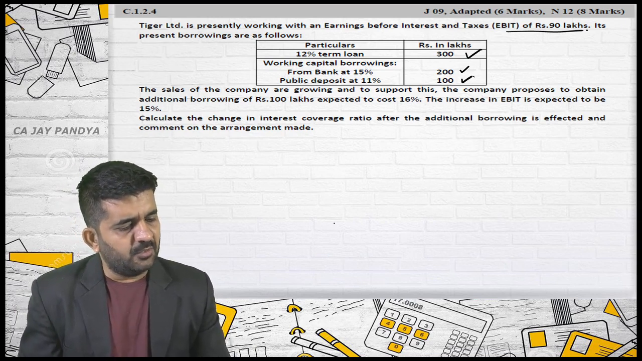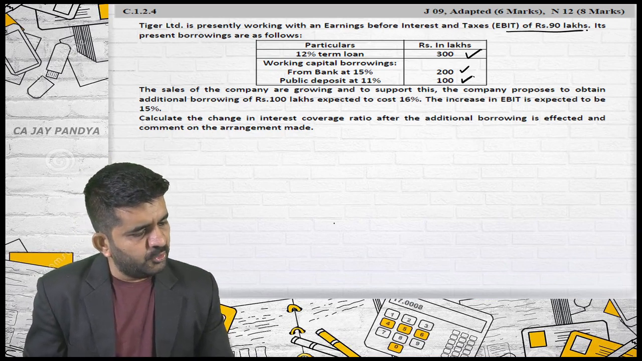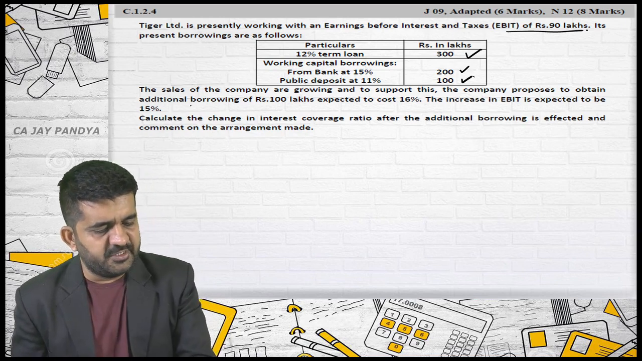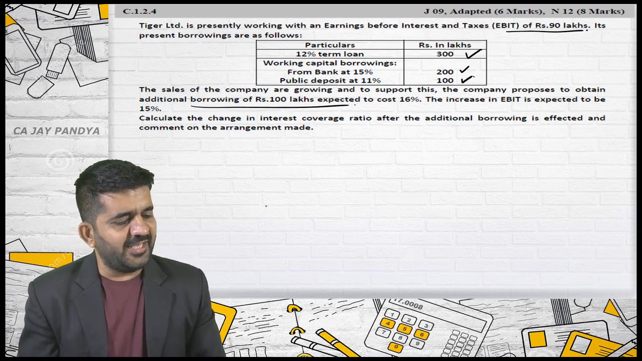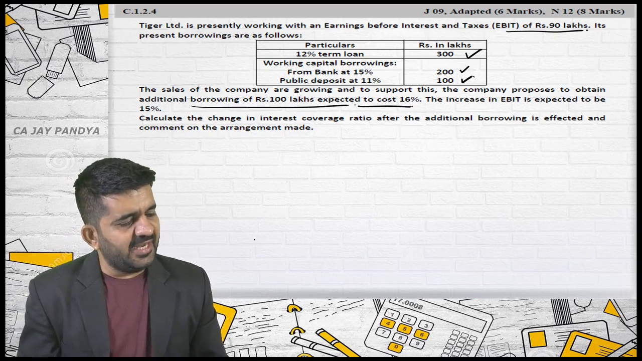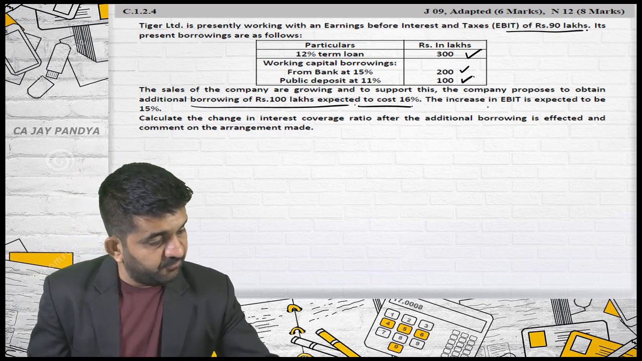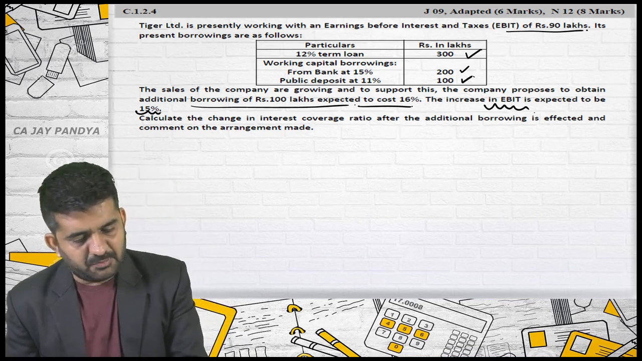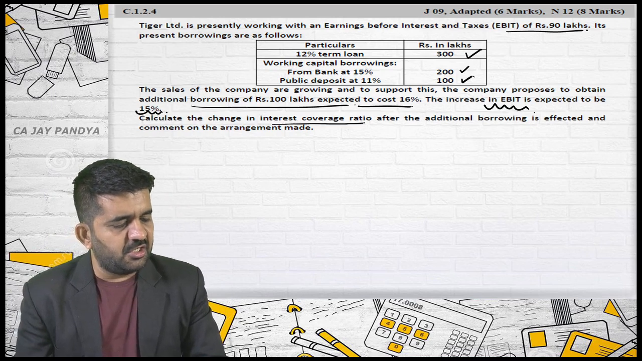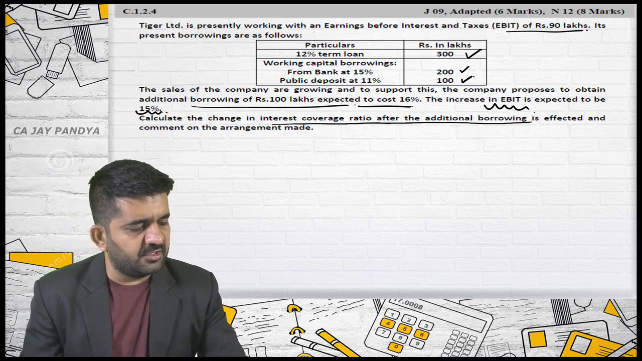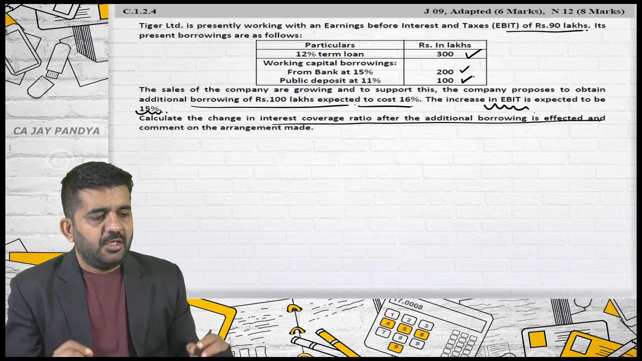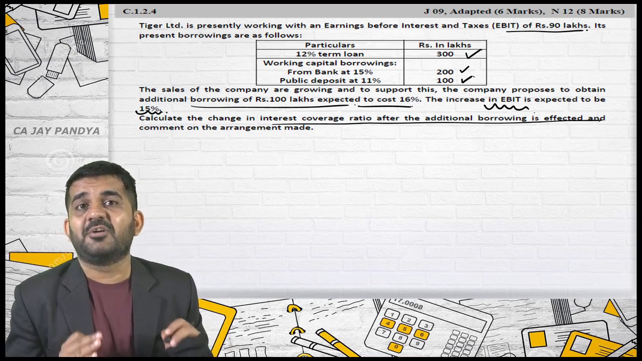The sales of the company are growing, and to support this, the company proposes to obtain additional borrowings of rupees 100 lakhs, expected to cost 16%. The increase in EBIT is expected to be 15%. So EBIT will increase by 15%. Calculate the change in interest coverage ratio after the additional borrowing is effected. This is a question of interest coverage ratio.